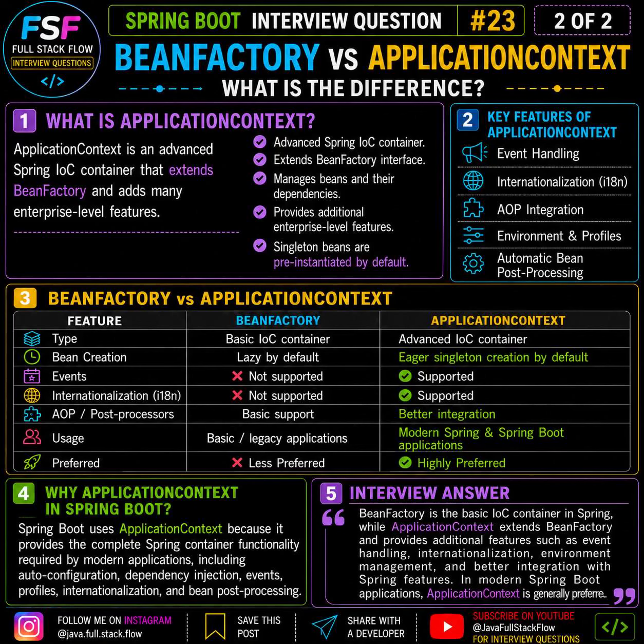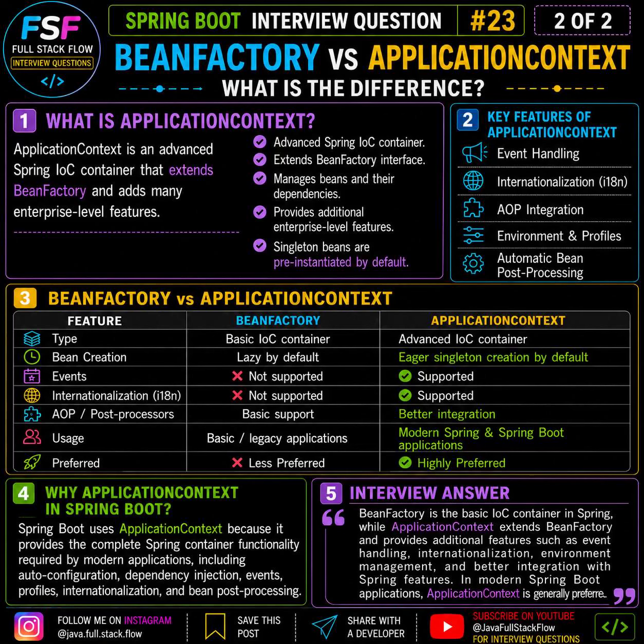Next, why application context in Spring Boot? Spring Boot uses application context because it provides the complete Spring container functionality needed by modern applications, including auto configuration, dependency injection, events, profiles, internationalization, and bean post processing. It also works seamlessly with the features provided by the Spring Framework and Spring Boot. So instead of using the basic BeanFactory directly, Spring Boot applications use application context because it provides a more complete and feature-rich IOC container. That's why you commonly see application context behind the scenes in Spring Boot applications.